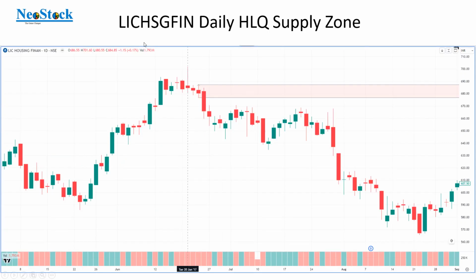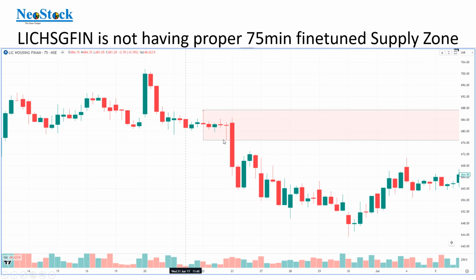Next one is LIC Housing Finance. This is also a daily high liquidity supply zone. Here we have an ERC candle, 2 base candles and a drop candle as per our software. But for LIC Housing Finance, the 75 minutes fine-tuned structure is not good. See, all these are 1, 2, 3, 4, 5, 6, 7 base candles, if you consider this as a drop and all these base candles. So the price structure is not good. That's why we are leaving this stock. Mostly it will be violated.